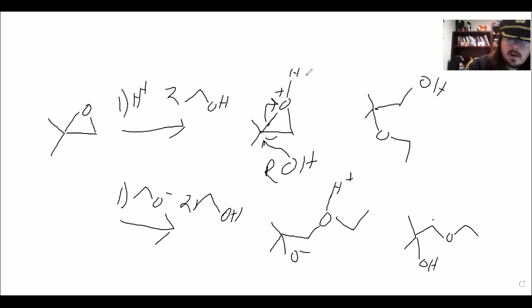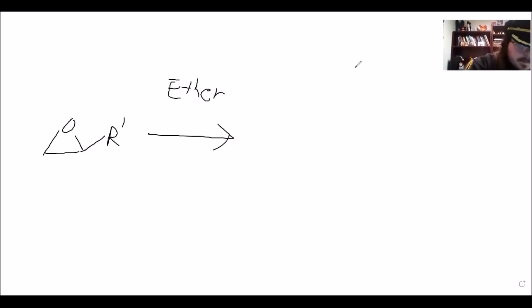Quick reminder of Grignard reagent. Grignard reagent is a very basic addition of our group. Step 1, in the presence of ether, we have RMgX or even RLi, organolithium. And step 2, we use acid.